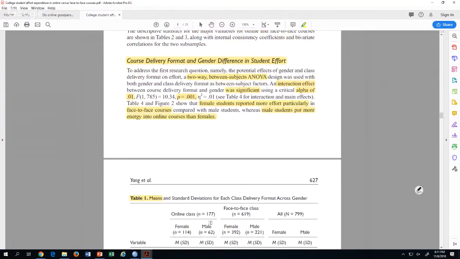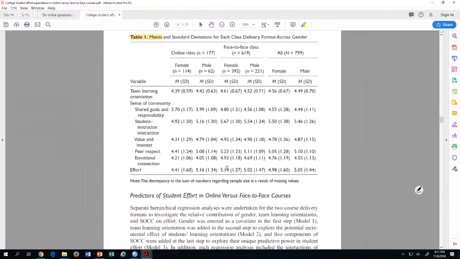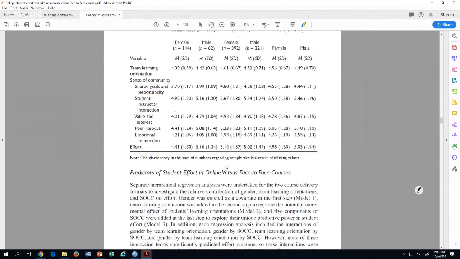Did they talk about assumptions? No, they didn't talk about assumptions. What about additional measures? Yeah, measure of association. Yeah, they do have this measure of association, eta squared. Did they talk about their limitations? Not a whole lot. How would you rate this article?